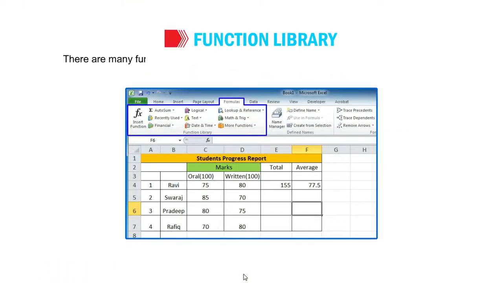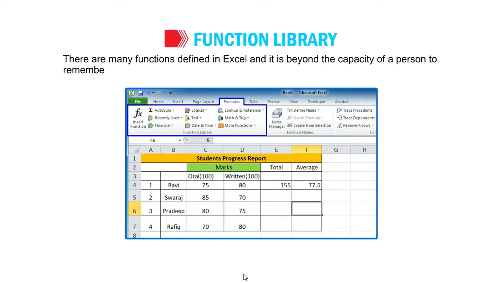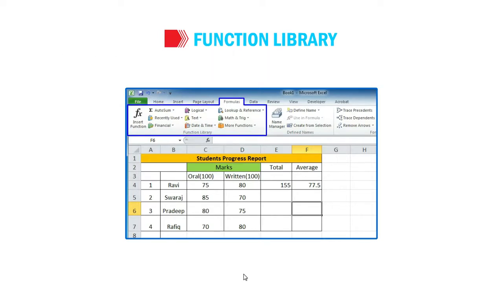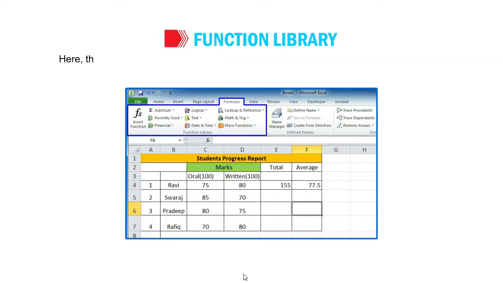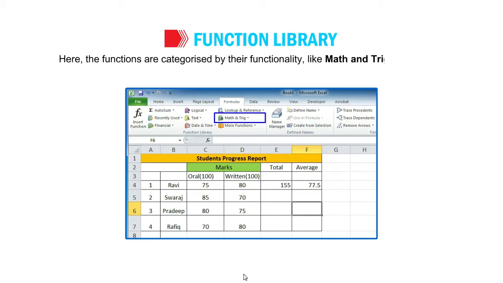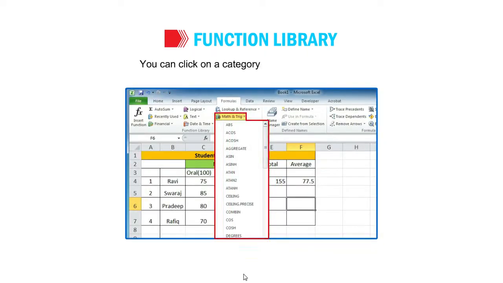There are many functions defined in Excel and it is beyond the capacity of a person to remember the name and functionality of each one of them. To overcome it, Excel has clubbed all the functions in the function library group of formulas tab. Here, the functions are categorized by their functionality, like math and trig, text, date and time, etc. You can click on a category to browse its functions.